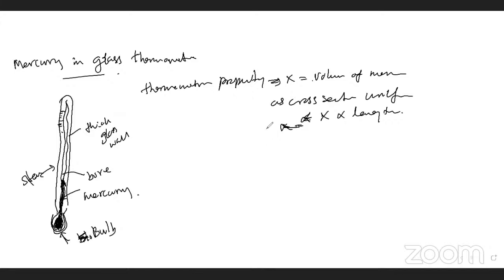And the material is called mercury, and you can also use alcohol. We call it an alcohol thermometer.